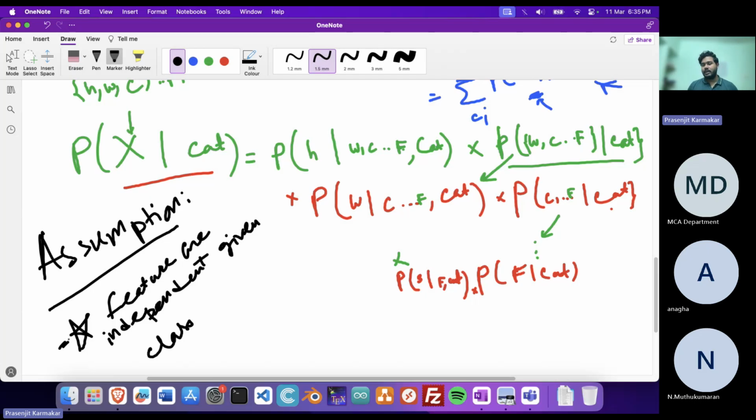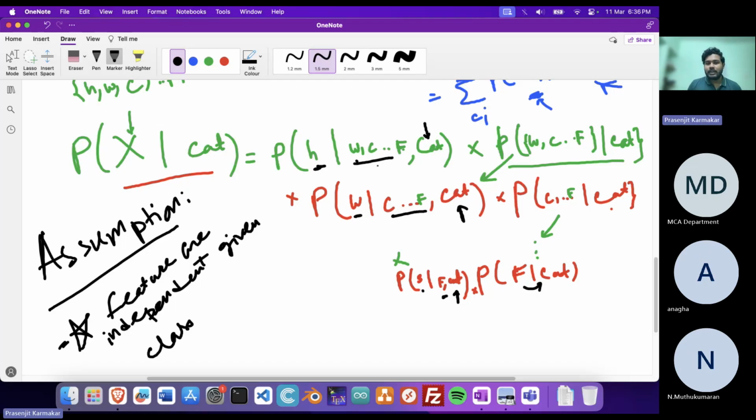So I know it's a cat. So the height doesn't depend on any other feature, given that I know it's a cat. So this height doesn't depend on this component, it only depends on the cat. Similarly, for the weight, it doesn't depend on this component, it only depends on the cat. Similarly, here also, S only depends on the cat, not any feature. Then F only depends on the cat, right?